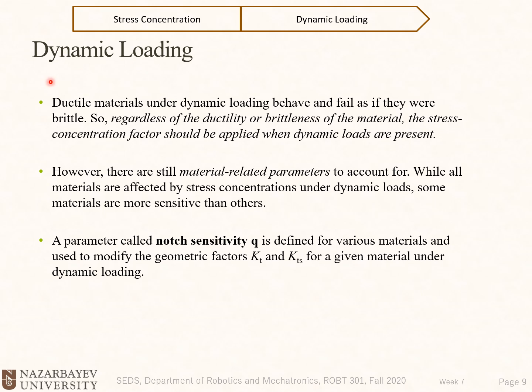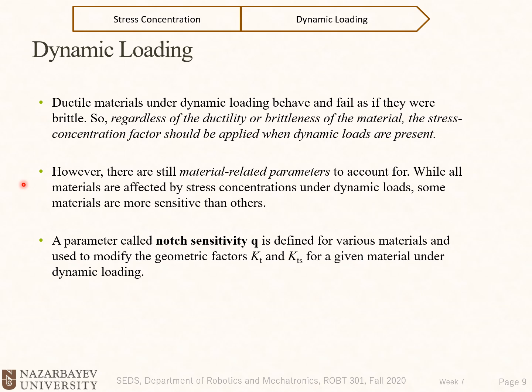What about dynamic loads? Ductile materials under dynamic loading behave and fail as if they were brittle. So regardless of the ductility or brittleness of the material, the stress concentration factor should be applied when dynamic loads are present.